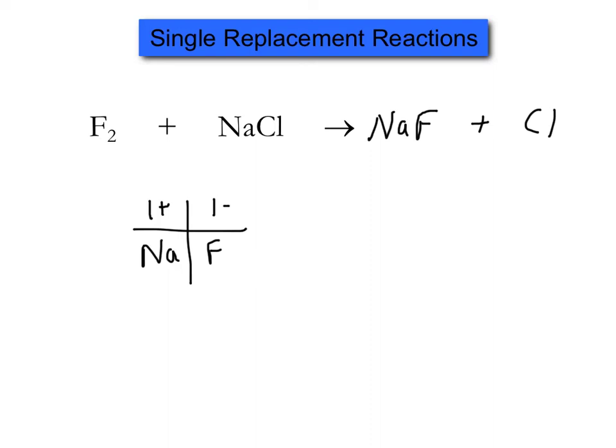For individual elements like chlorine, we just have to check to see if it's one of the diatomics, and in this case it is, so we'll give it a subscript of 2. So now we have a completed skeleton equation, and the last step is going to be to do the balancing.